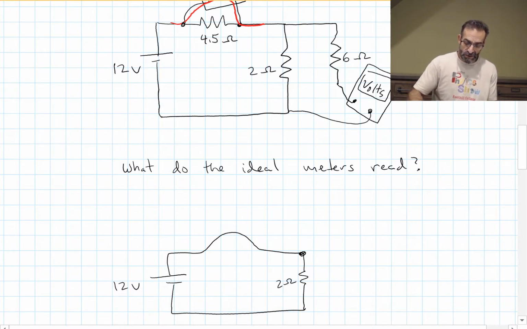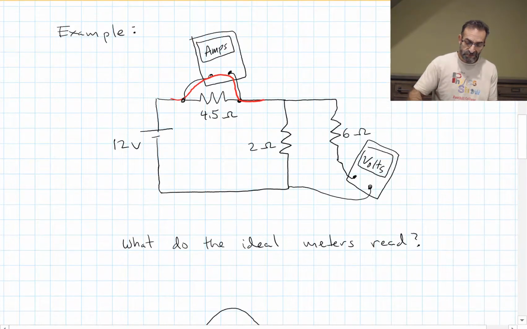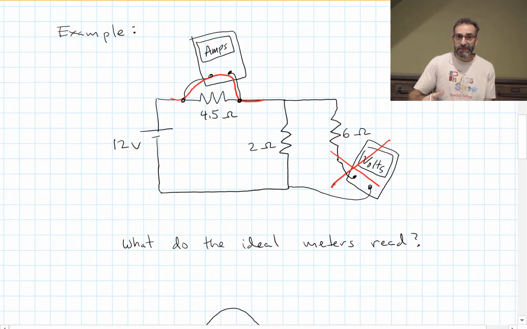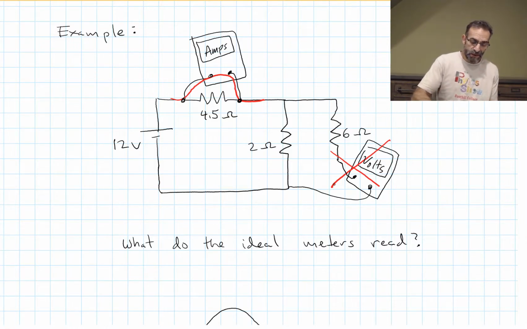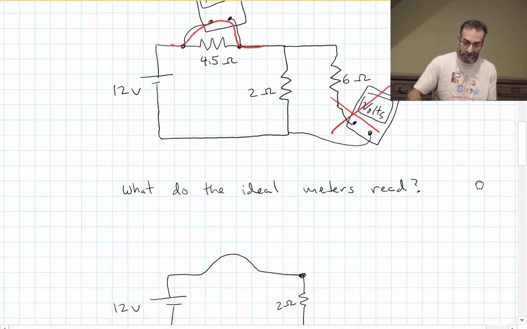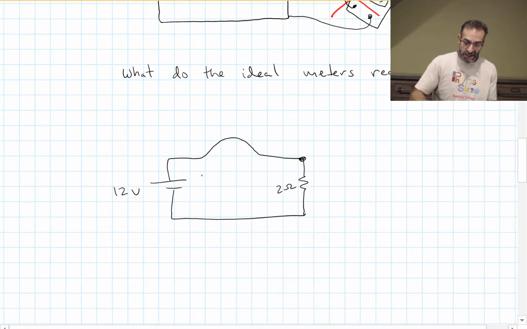And what about my voltmeter? My voltmeter acts like an infinite resistance. That means there's an open circuit over here. There's no path for the current to get through that voltmeter. It's an open circuit, an infinite resistance. So I can remove that whole branch from the circuit. No current is flowing through the 6 ohm resistor. And my circuit looks like this.